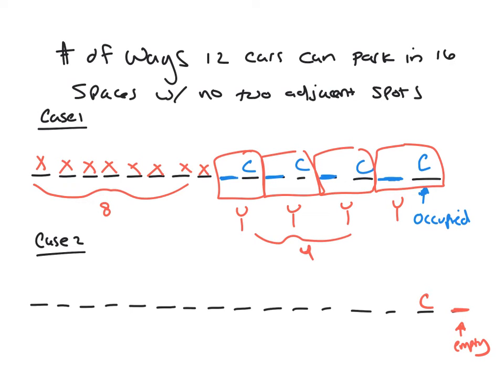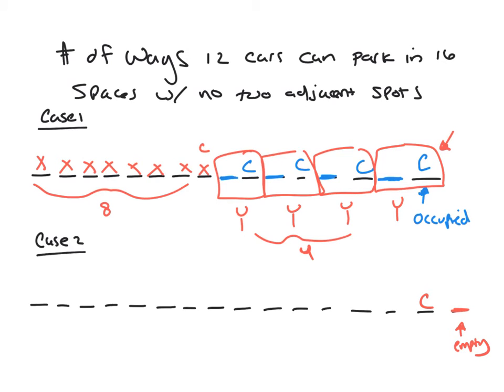Every arrangement of those 8 X's and those 4 Y's is going to amount to an arrangement where the last space will be a car. So remember, these X's are also cars. Any arrangement of those is going to have a car at the last spot, and we're guaranteed that there's no way to get 2 spaces together.